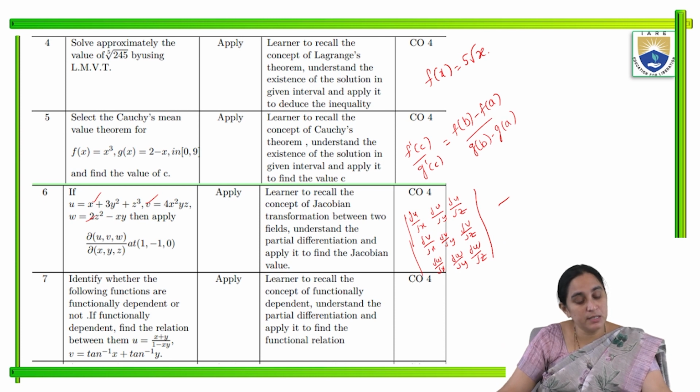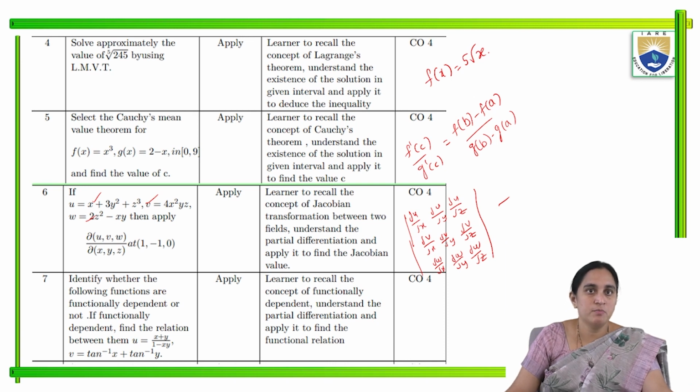In the next, seventh one: identify whether the following functions are functionally dependent or not. If functionally dependent, find the relation between u is equal to x plus y by 1 minus xy, comma v is equal to tan inverse x plus tan inverse y. This is also the same as the sixth question. What is the Jacobian formula? This is the Jacobian formula.